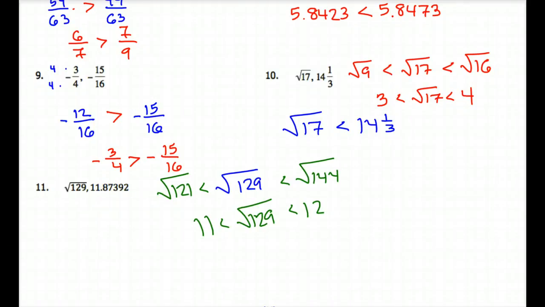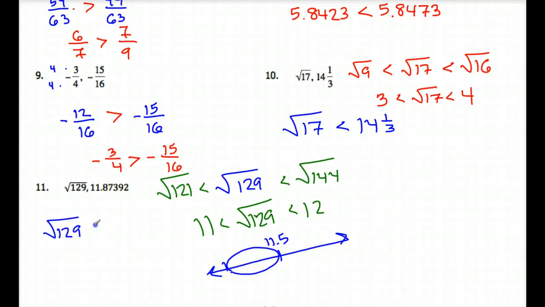11.87392. So now I need to figure out, okay, what's a good approximation for the square root of 129? Is it closer to 121 or closer to 144? Well, if you do the differences here, again, this would be 11.5 right in the middle. If you do the differences here, 129 and 121 have a difference of 8. 129 and 144 have a difference of 15, and so that means that the square root of 129 is going to be closer to this part of the number line, so it's going to be less than 11.5, and that means that since it's less than 11.5, 11.87392 is going to be larger. So we're going to say that the square root of 129 is less than 11.87392.